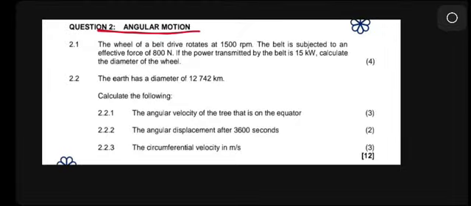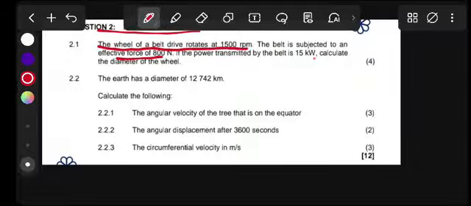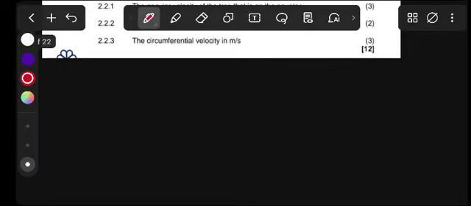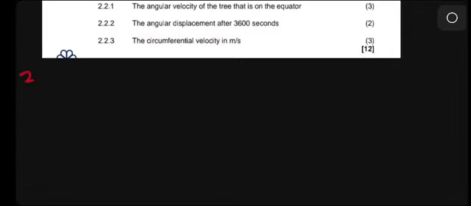Question 2.1 says a wheel of a belt drive rotates at 1,500 revs per minute, and the belt is subjected to an effective force of 800 Newton. If the power transmitted by the belt is 50 kilowatts, calculate the diameter of the wheel. I want to calculate the diameter of the wheel. We've been given that.